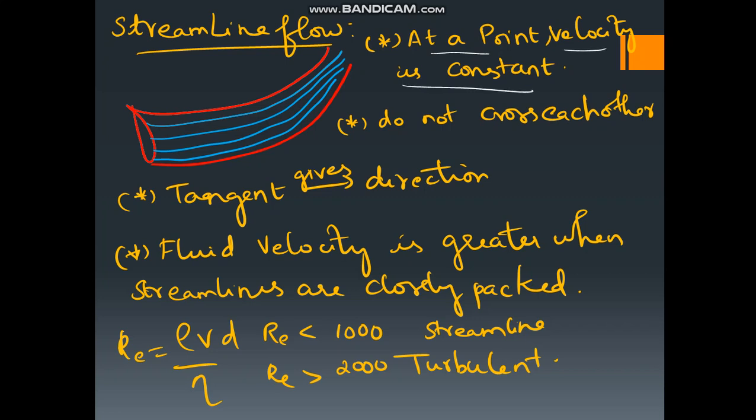Now let us assume the blue color lines are the streamlines. Let us assume one point here, another point here, and another point here. Let these points be A, B, and C. Over this line different particles of water are moving.